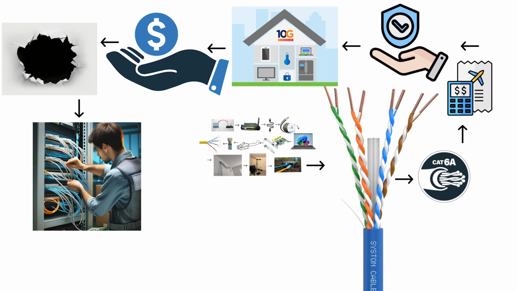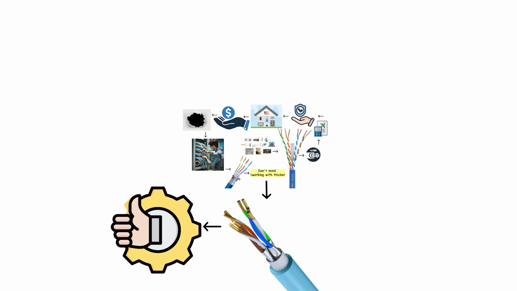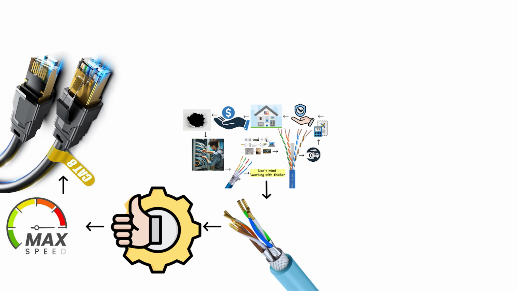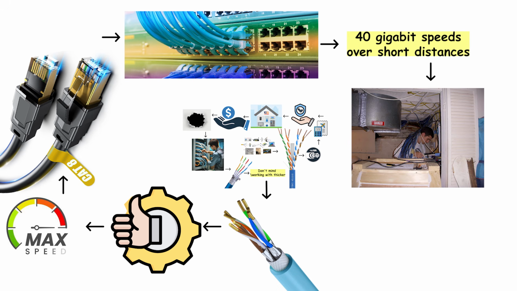For extreme future-proofing and permanent installations, Cat7 makes sense if you can afford it, and don't mind working with thicker, stiffer cables. The extra shielding means your network will remain reliable even as speeds increase beyond what we can imagine today. Cat8 is really only worthwhile for data centers or specialized applications where you absolutely need 40 gigabit speeds over short distances. For home use, it's expensive overkill that your equipment can't even utilize.